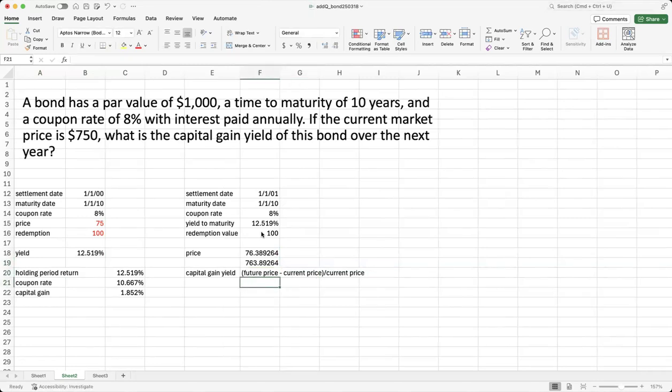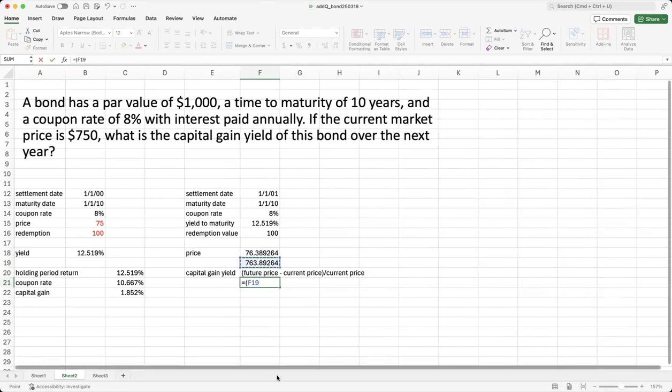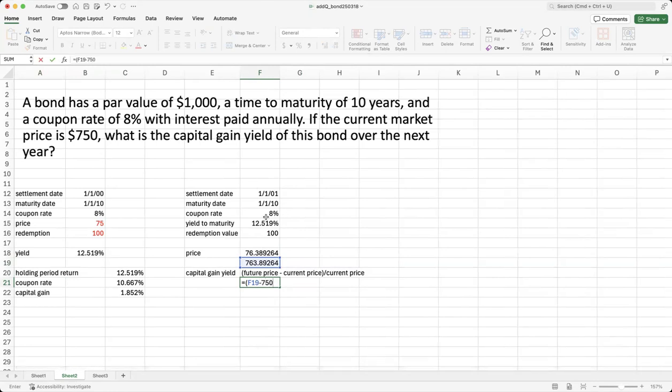So the capital gain yield equals the future price minus the current price divided by the current price. So that's 763.89 minus 750, divided by 750, and I again get 1.852%.